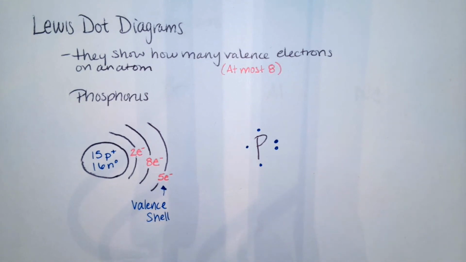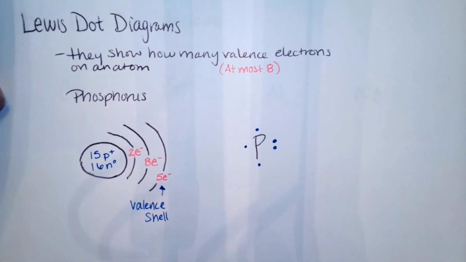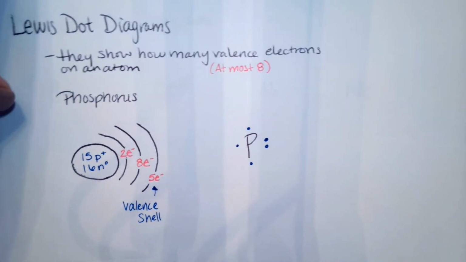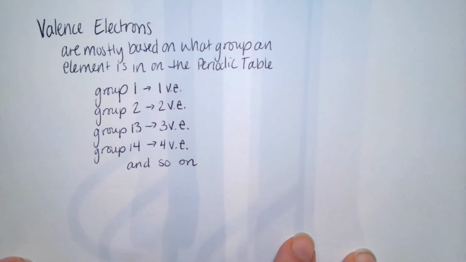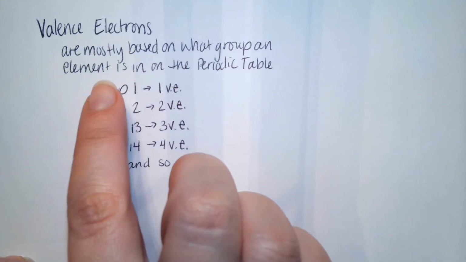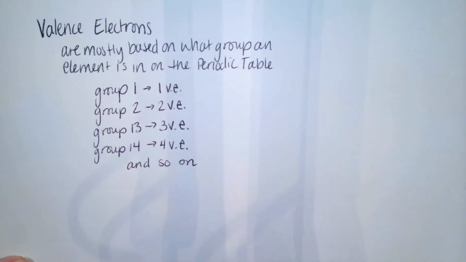Let me give you a quick refresher on how to find valence electrons now. So what are valence electrons? They are the electrons in the outermost energy level. And how do you figure them out? Mainly based on what group it's in. So on the periodic table, everything in group 1 has 1 valence electron. Everything in group 2 has 2 valence electrons.